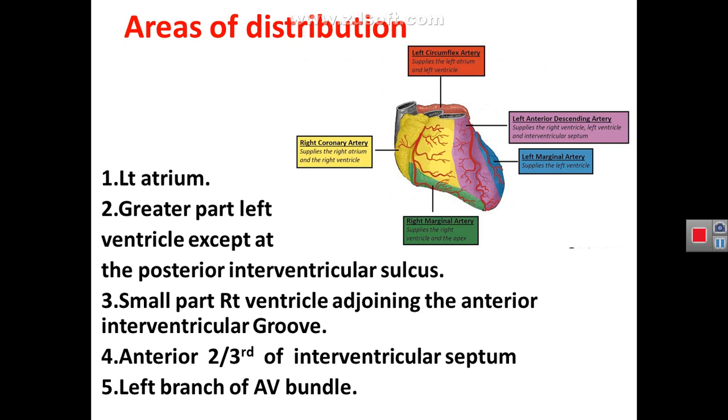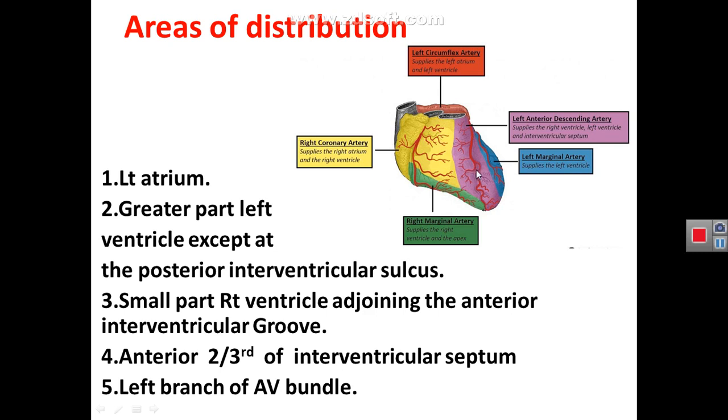And therefore, according to the branches of the anterior interventricular branch and the circumflex branch, the area of distribution of the left coronary artery is to the left atrium, most of the left ventricle except the posterior region near the posterior interventricular sulcus, and part of the right ventricle near the anterior interventricular sulcus.